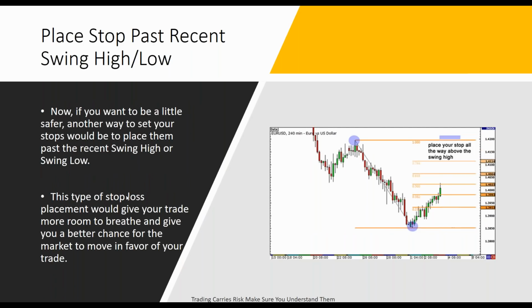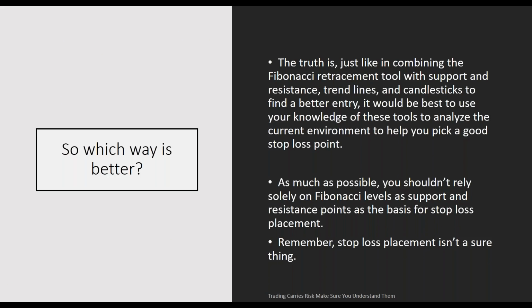Now, if you want to be a little bit safer, another way to set your stops would be to place them past the most recent swing high or swing low. This type of stop placement would give your trade more room to breathe and give you a better chance for the market to move in your favor. The truth is, just like in combining the Fibonacci tool with support and resistance, trend lines and candlesticks to find a better entry, it would be best to use your knowledge of these tools to analyze the current environment to help you pick a good stop loss point.